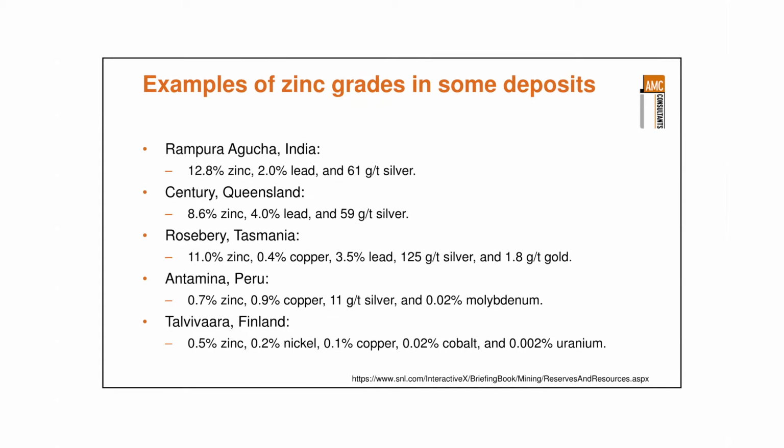On the other side of things, when zinc is more of a byproduct, you can see here at Antamina, there is still a reasonable amount of zinc, but it's only 0.7. Now, we're at much lower levels of zinc. The prime focus here is the copper, 0.9% copper. There's also silver and a little bit of molybdenum coming in. And at the other extreme, you have a deposit in Finland, which is 0.5% zinc, 0.2% nickel, copper, cobalt, and a little bit of uranium. So zinc can occur in a lot of different ways in the natural environment.